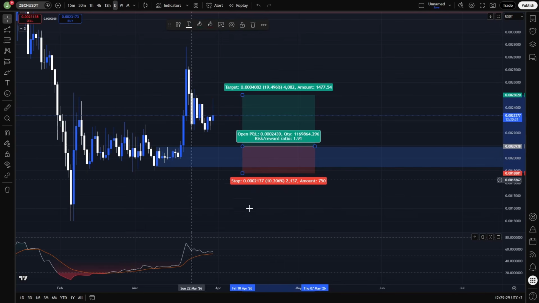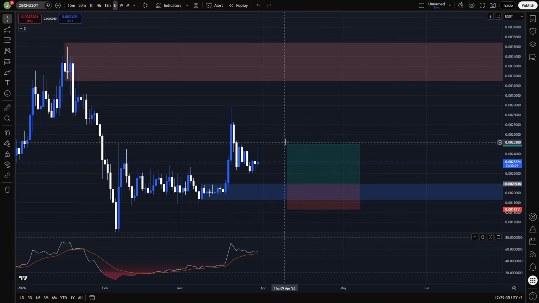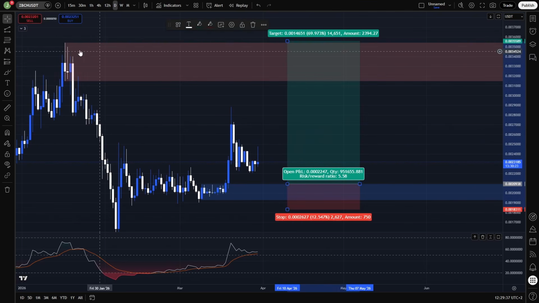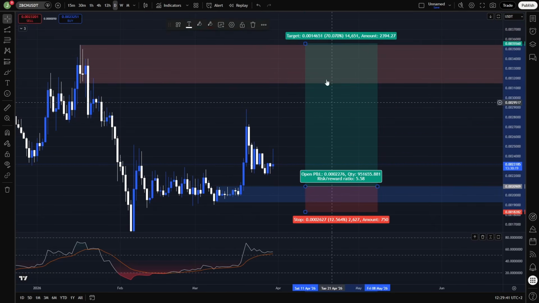Stop loss you need to of course place under all of these previous important lows, so your stop loss will be probably around 12.5% of a net market. Last take profit target at least above this bearish order block. So this trade is giving you potential profit around 70% of a net market, potential stop loss around 12.5% of a net market, with a risk reward ratio of 5.58.